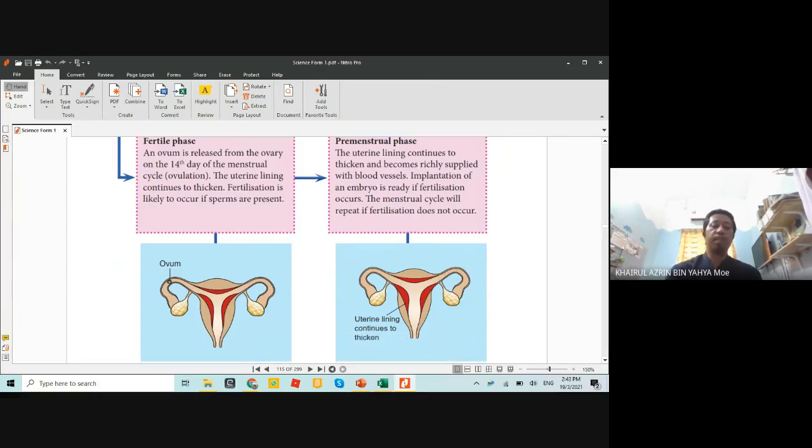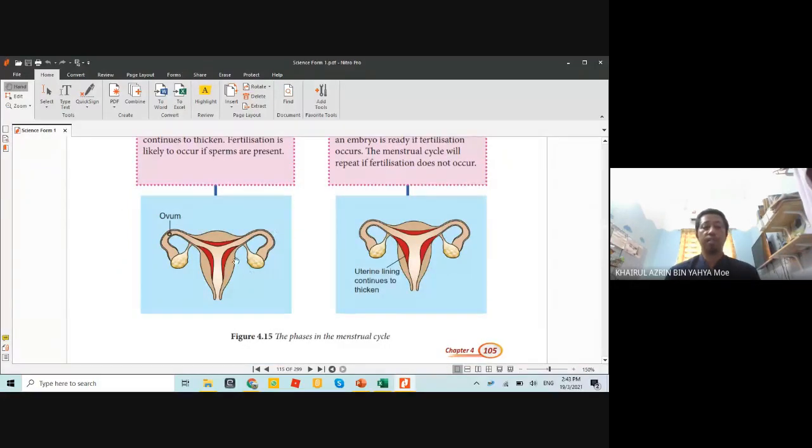You can see in the diagram here. Okay, this is the third phase, and then this is the fourth phase. You can see the difference in this one. The uterine lining is different. This is thicker compared to this one.